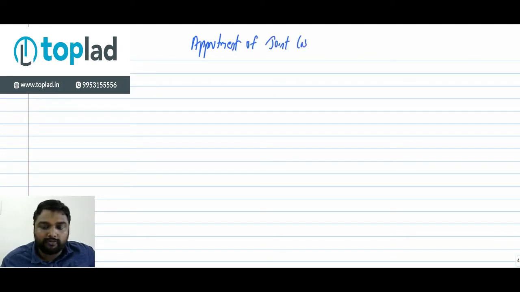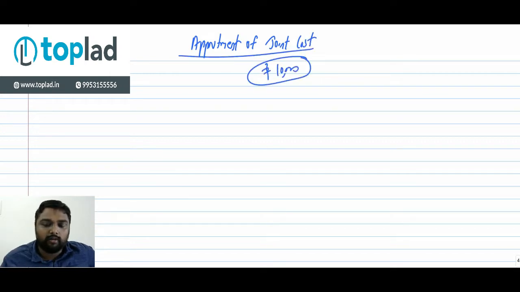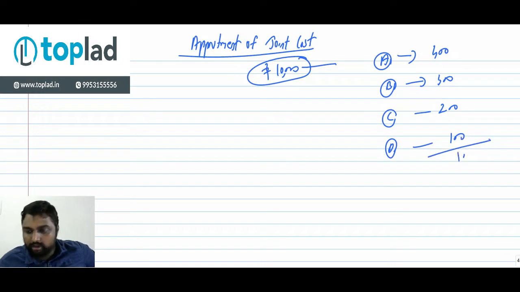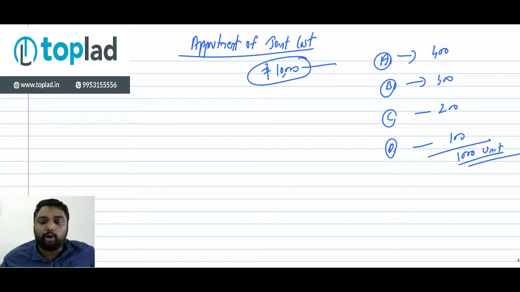Apportionment of joint cost. Let's say the joint cost incurred is 10,000 for three products, A, B, C or D. We produced 400 units, 300 units, 200 and 100. In total, how many units have we produced? 1000 units. So how to apportion the joint cost? The question is how to apportion the joint cost.